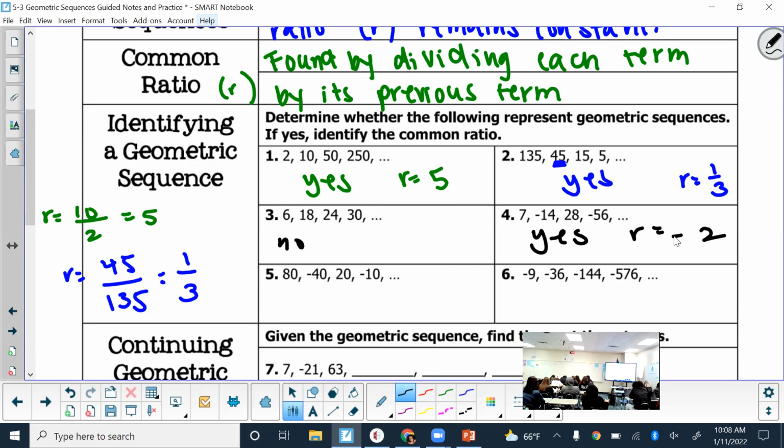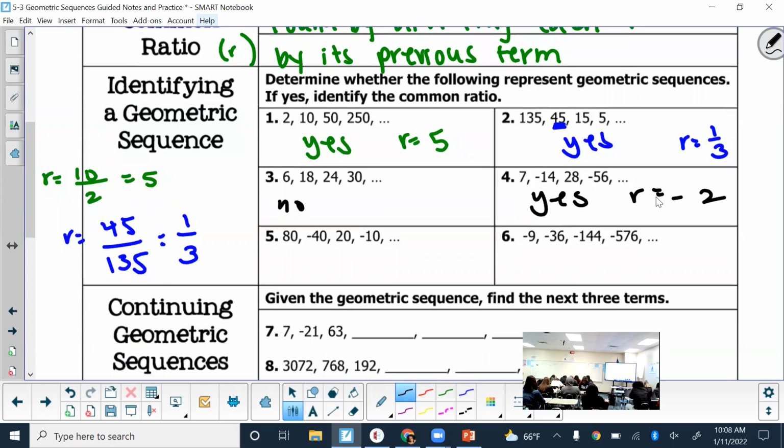Earlier someone said it's because there are negative numbers, but if you look at number 6, so we're going to skip 5 for a second, is number 6 a geometric sequence? Yes. What's my ratio? A positive 4 this time. Because yes, there are negative numbers in the sequence, but do the signs ever change? No, so that means you multiply by a positive if the signs do not change.